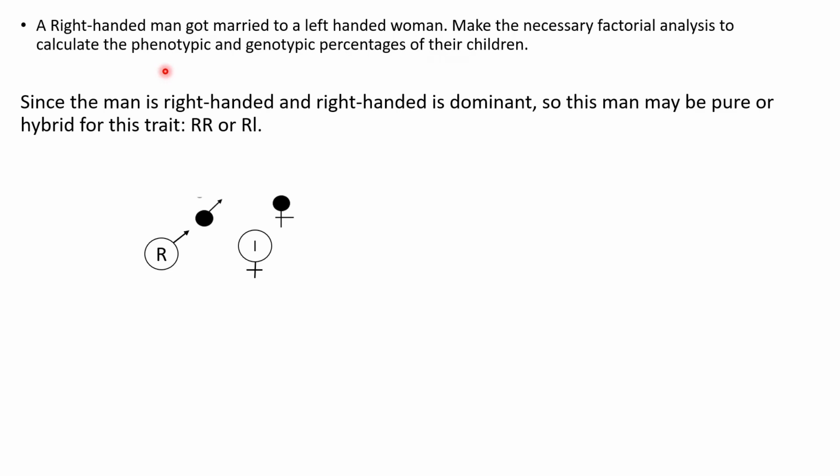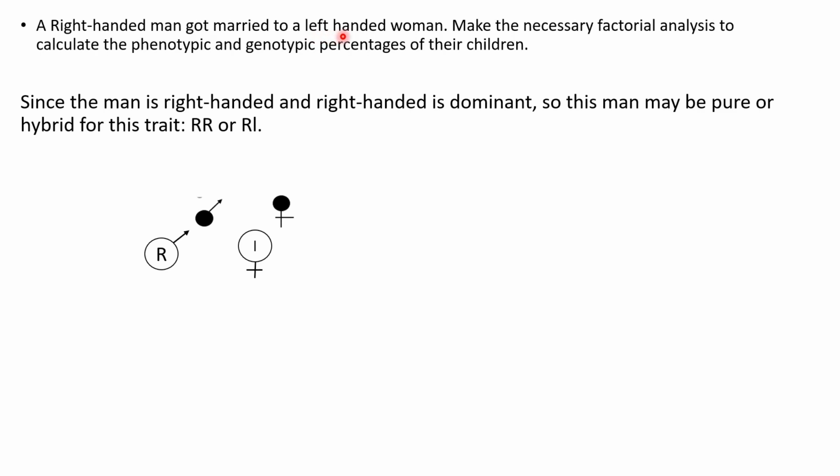Here the man is right-handed, and right-handed is dominant, as you know. Every time a trait is dominant, I have two possibilities for the genotype, either pure RR or hybrid RL. For the woman it's easy. She is left-handed, and left-handed is recessive, so it has only one possibility, small l, small l. I have no problem with the woman.